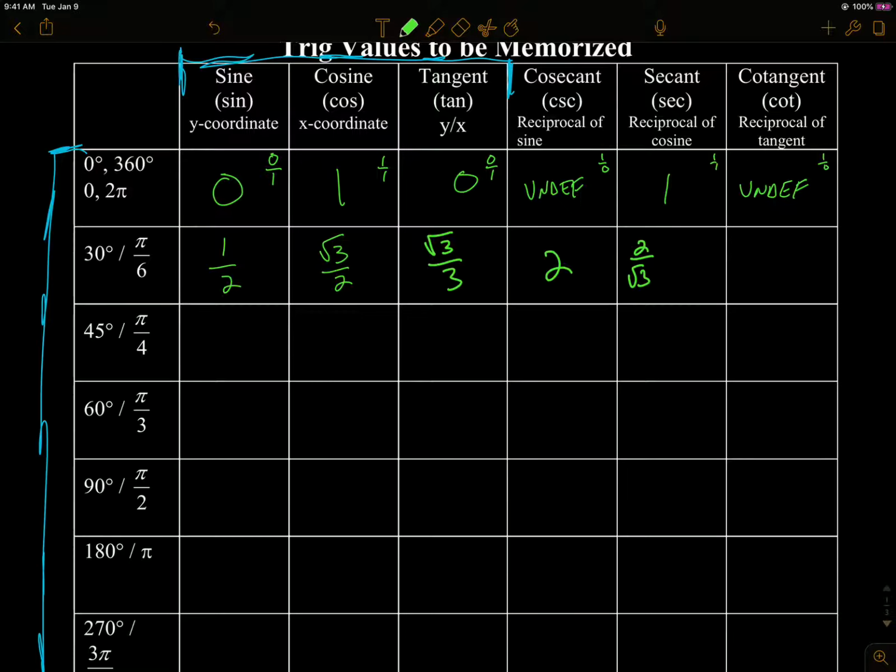I can't have a root in the denominator, so I multiply by root 3 on top and bottom to rationalize it. I'm not going to work out all the math on that. You can do that on your own to confirm. It's going to be 2 root 3 over 3.